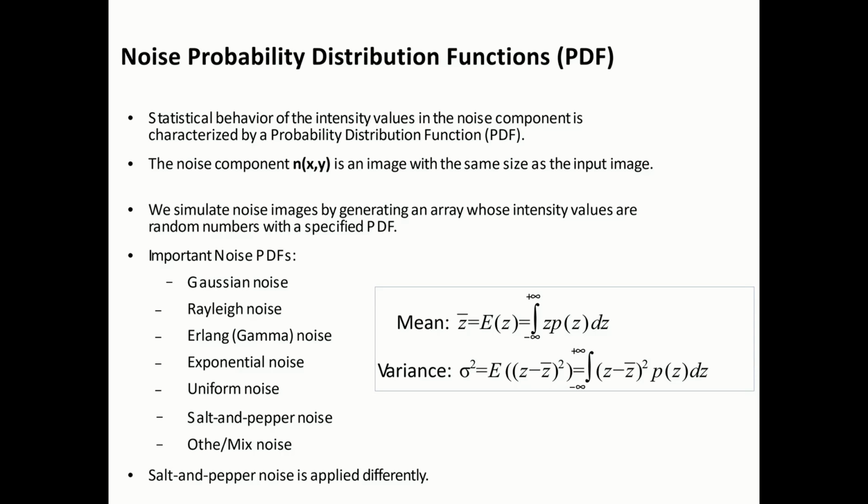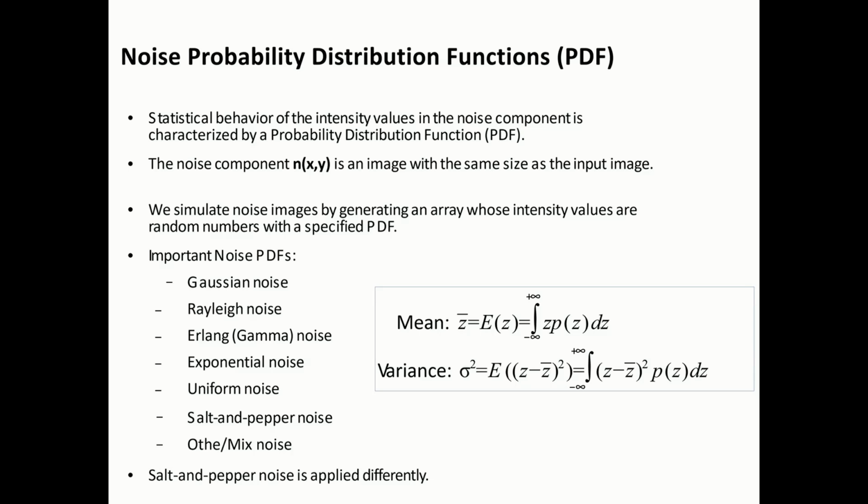Let's say I have a noise sample available. How do I find which class it belongs to? How do I make the PDF? We just plot the histogram and look at it. If it is a Gaussian-shaped histogram, I say this is Gaussian noise. It's a kind of curve fitting, not necessarily exactly the same.